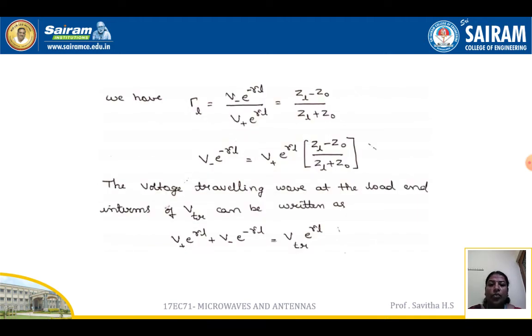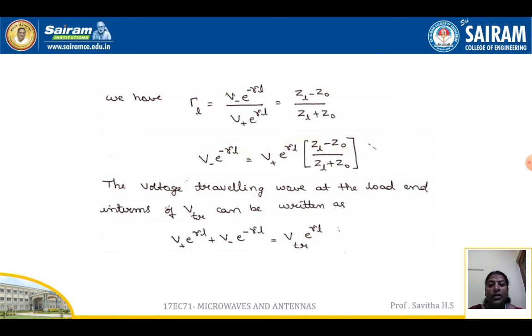We have the reflection coefficient equal to V minus e to the power of minus gamma L divided by V plus e to the power of gamma L, which in terms of impedance is ZL minus Z0 divided by ZL plus Z0. So V minus e to the power of minus gamma L is equal to V plus e to the power of gamma L times ZL minus Z0 divided by ZL plus Z0.